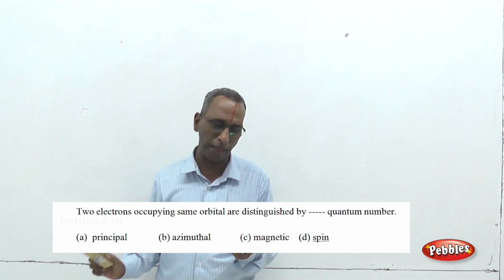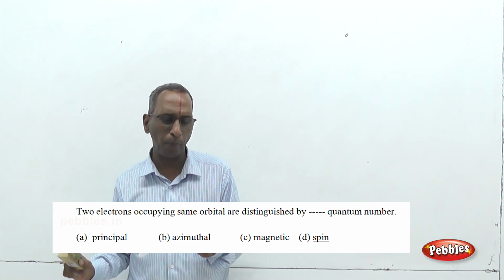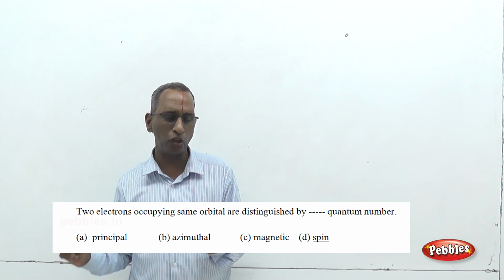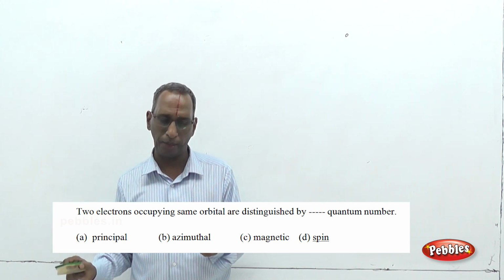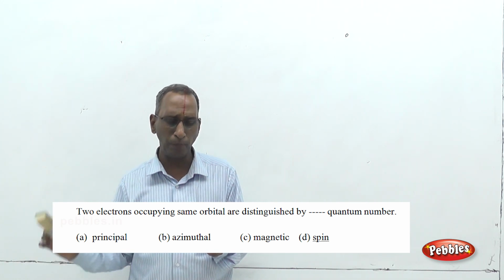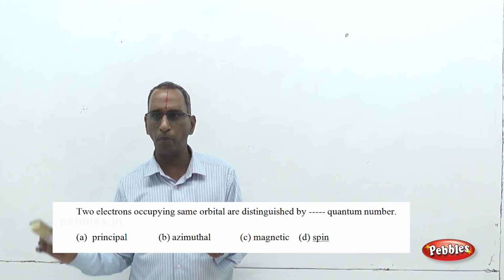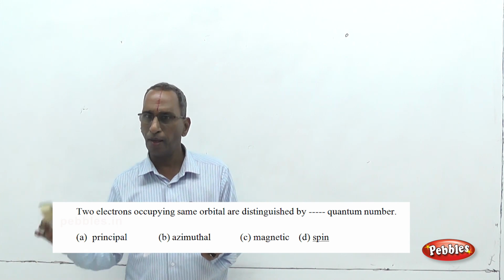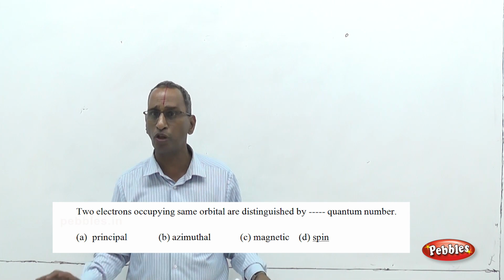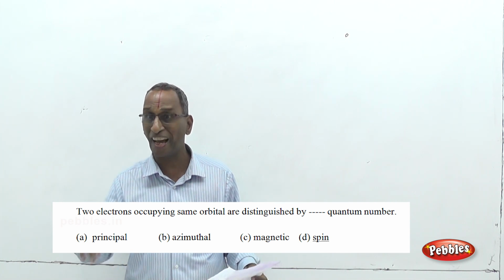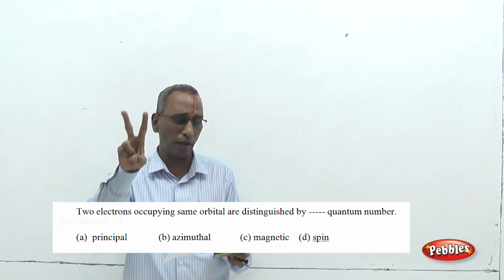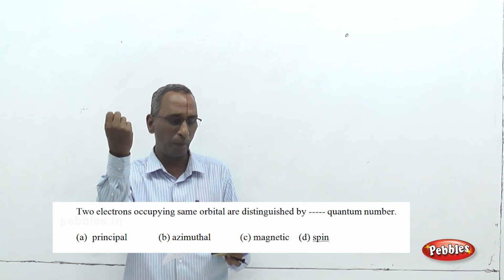Let me read the question once again. 2 electrons occupying the same orbital are distinguished by dash quantum number. In the dash they have given 4 choices: principal quantum number, azimuthal quantum number, magnetic quantum number, spin quantum number. Already in the theory we have seen that as per the Pauli's exclusion principle, no 2 electrons can have all the quantum numbers same.